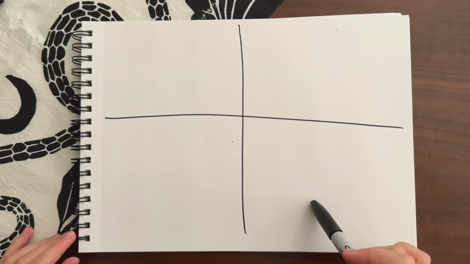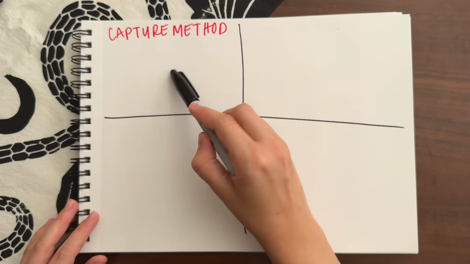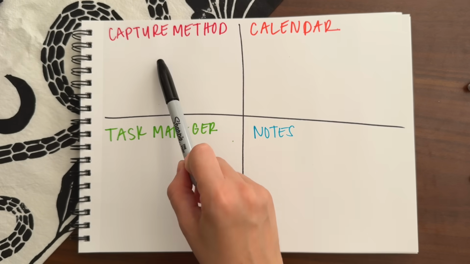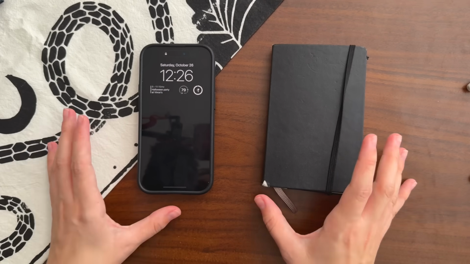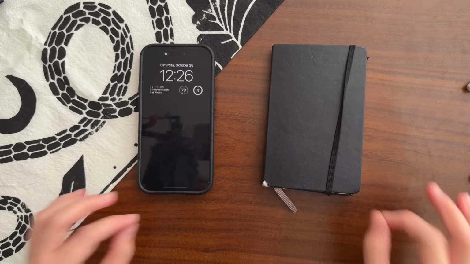There are 4 basic parts to a good productivity management system, and they are a capture method, a calendar, a task manager, and somewhere to take notes. Let's start with capture method. So a capture method is anything you use to dump thoughts out of your brain throughout the day.